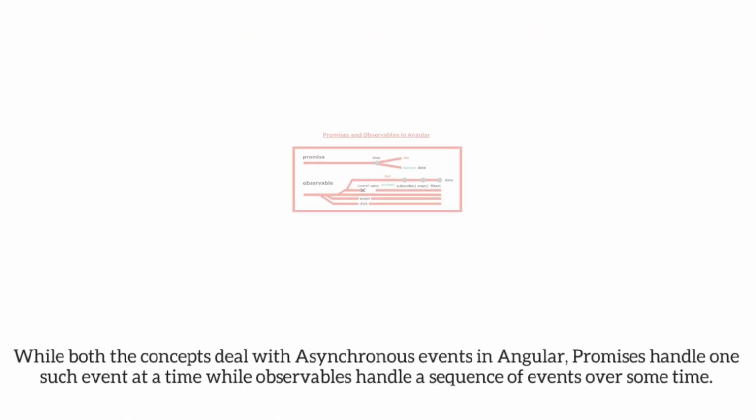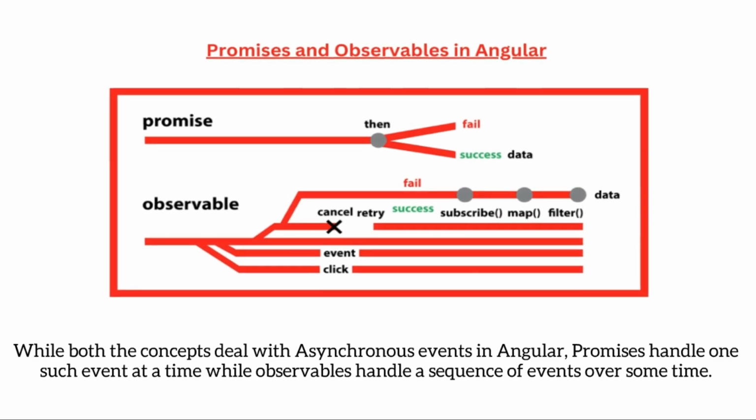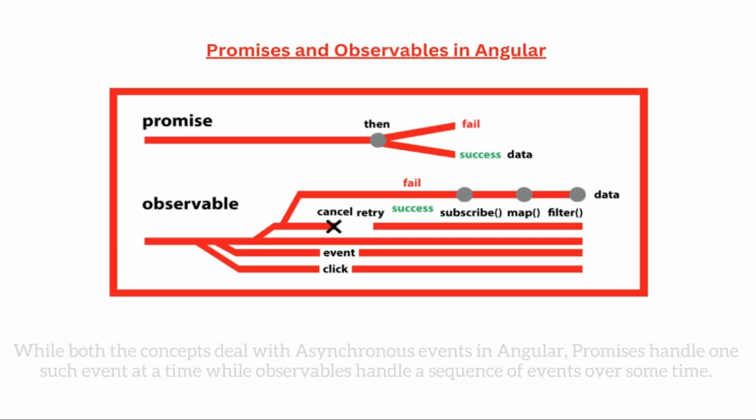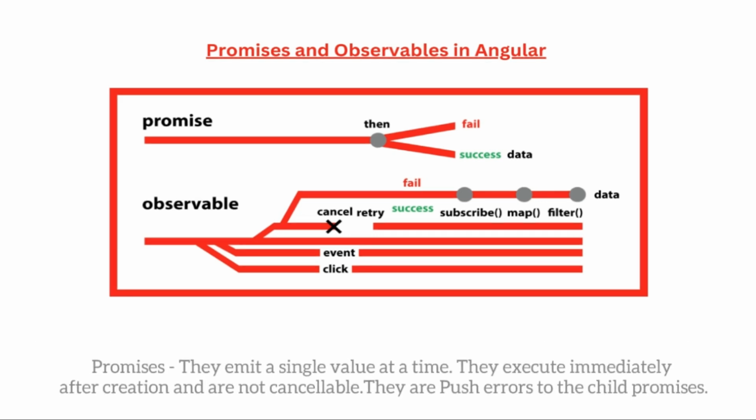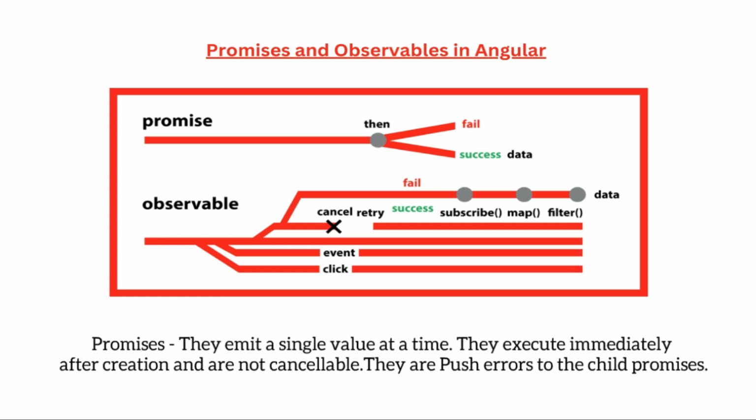While both the concepts deal with asynchronous events in Angular, promises handle one such event at a time while observables handle a sequence of events over some time. Promises emit a single value at a time. They execute immediately after creation and are not cancelable. They push errors to the child promises.